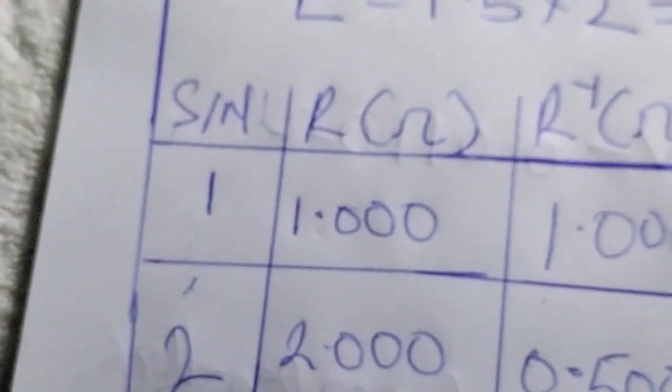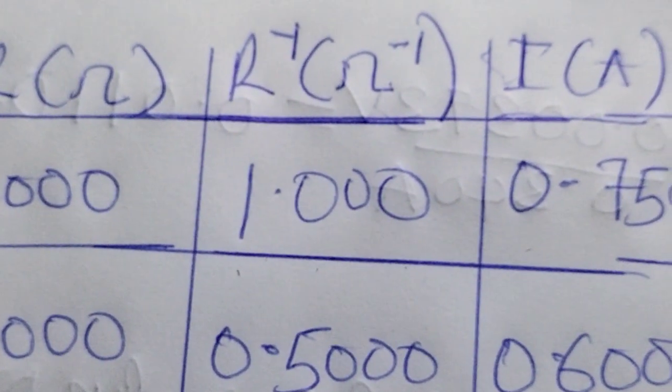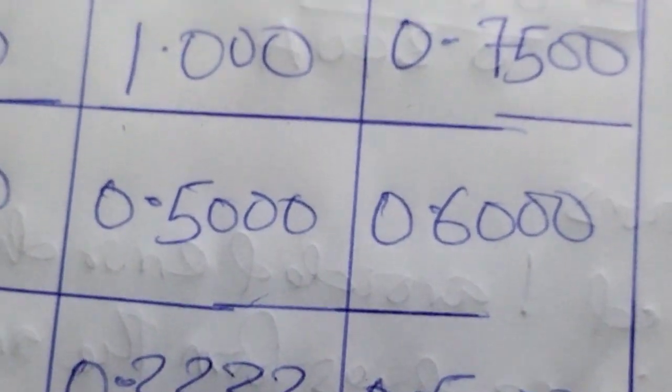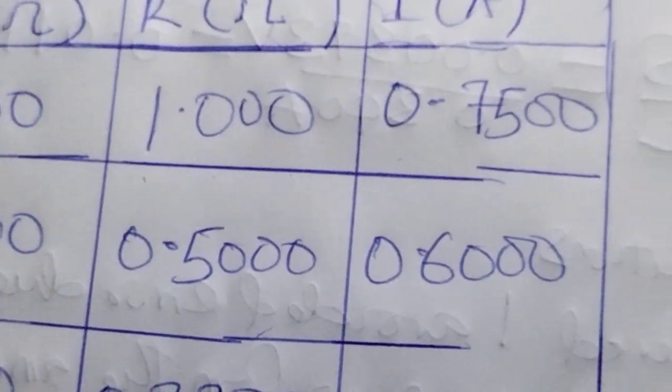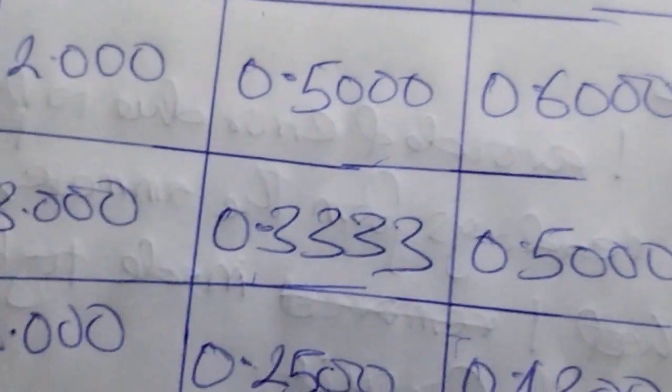So you can once again go through the table and see there's no error. It's a perfect experiment.